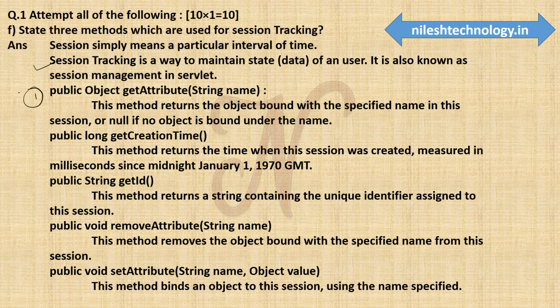So this is your first method, getAttribute. It gets the value from the session. Then getCreationTime returns the time when the session was created. Then getId: when a session is created, one ID is created by default, so by using the getId function you can return the ID of the session. Then removeAttribute removes the attribute in the session, then setAttribute sets or adds an attribute in a session. So explain any three methods in the paper.